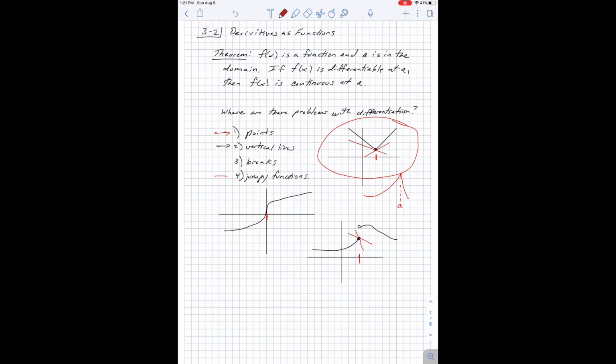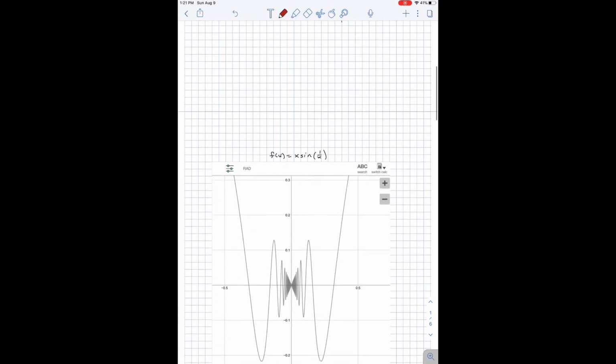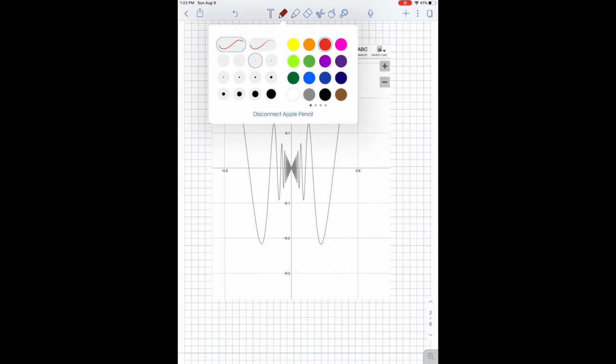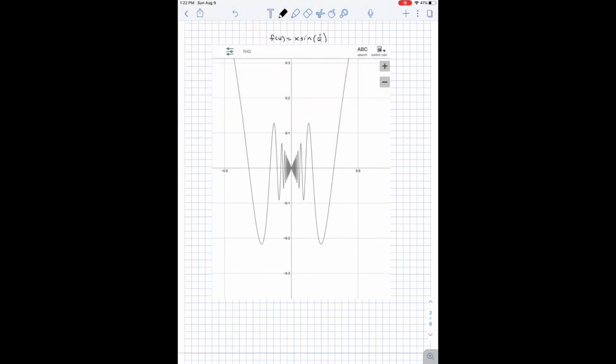Okay. Now, what are jumpy functions? These are kind of interesting. I've got a screenshot of this graph. This is the graph of x times sine of 1 over x. And here's what this does. If you see, it oscillates up, down, up, down, up, down. And those oscillations get smaller and smaller, but they continue on. If you zoom into this graph, it just continues on and on and on.